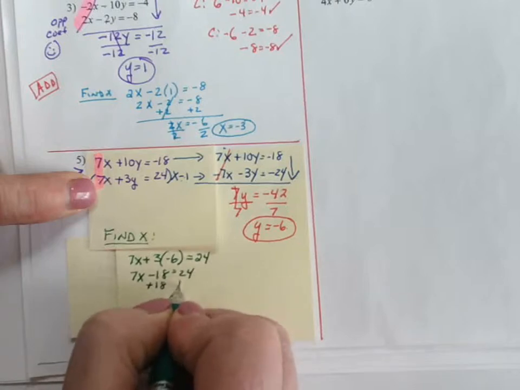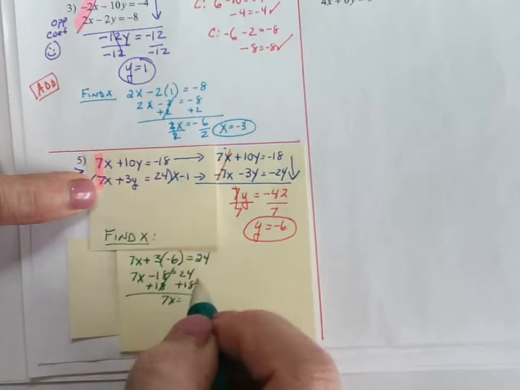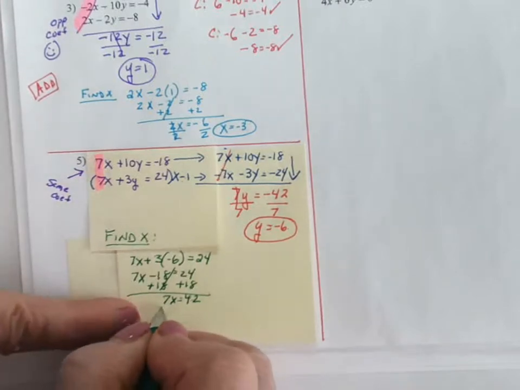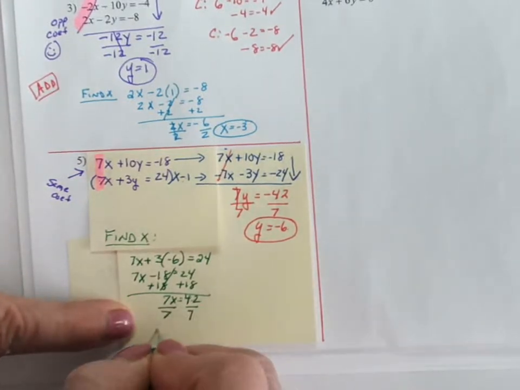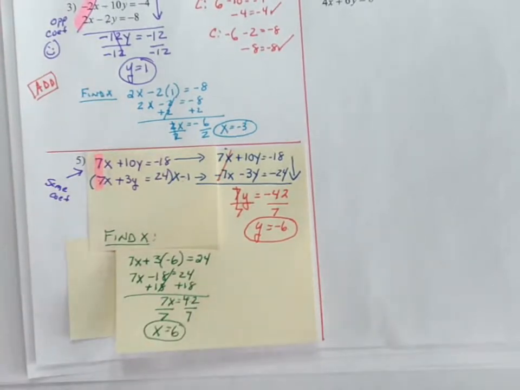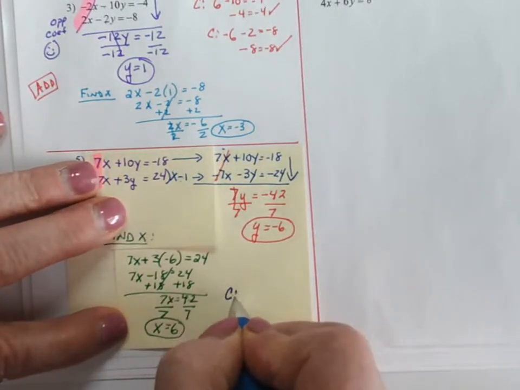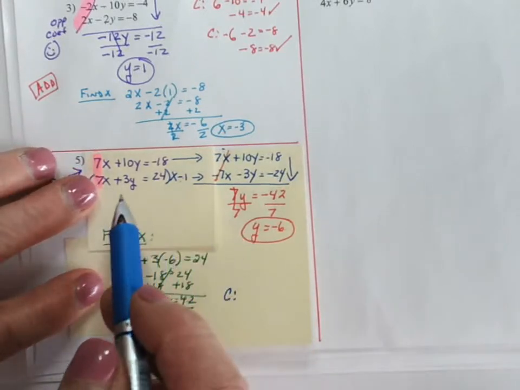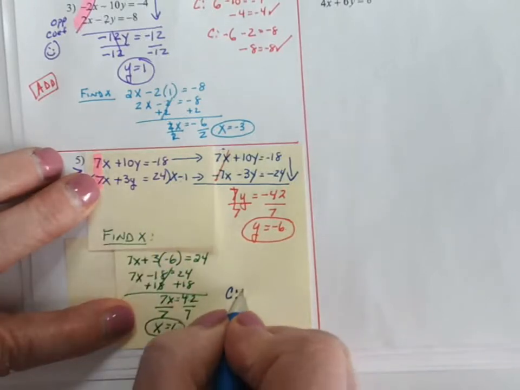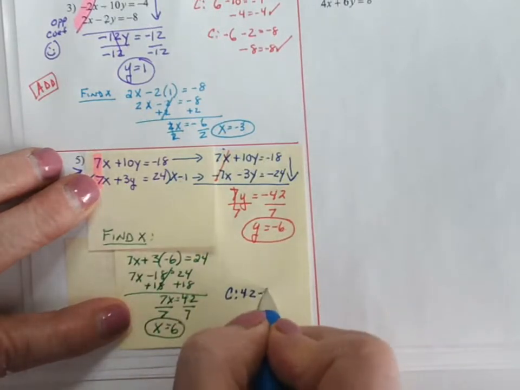Add 18 to both sides. I get 7x equals 42. Divide by 7, I get x equals 6. And again, I want to make sure I have the right answer. So I'm going to check the first equation with my x and y. 7 times 6 is 42. 10 times negative 6 is negative 60.